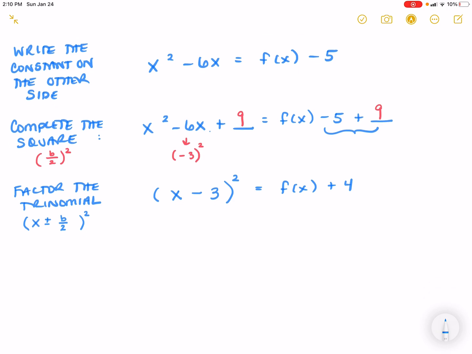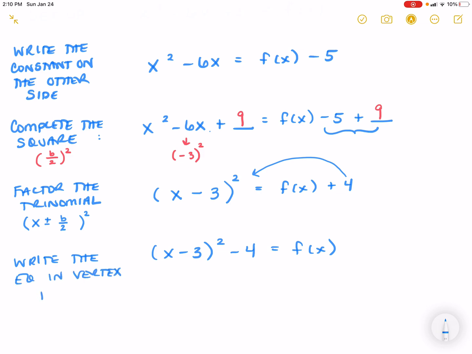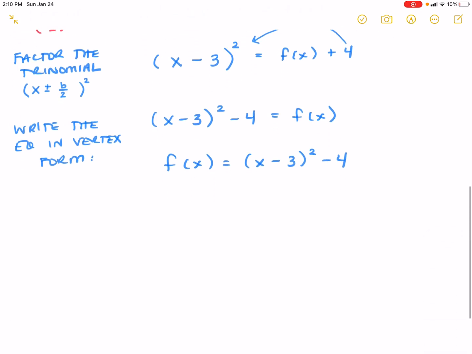So let's go ahead now and get the constant back over on the same side. And so it's (x − 3)² − 4 = f(x). So finally, this last step is going to be to write the equation in vertex form, which we basically just did, but now I'm going to flip this around and represent this as (x − 3)² − 4. And so that is how we get this equation into vertex form. It's that completing the square piece that creates the quantity squared.